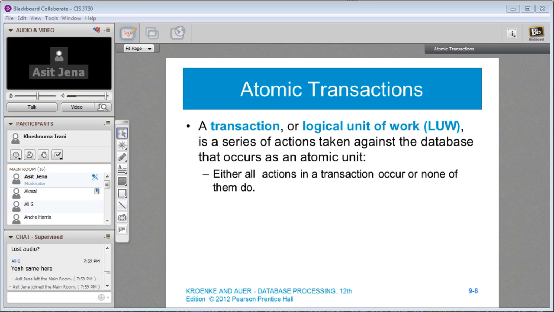Okay. A transaction or a logical unit of work is a series of actions taken against the database that occurs as an atomic unit. Either all actions in the transaction occur or none of them do. So this is called a transaction. Like I said, when you are transferring money from your checking account to your savings account, it is done through something called a database transaction. That basically means either both the debit and the credit is done or none of them is done at all.